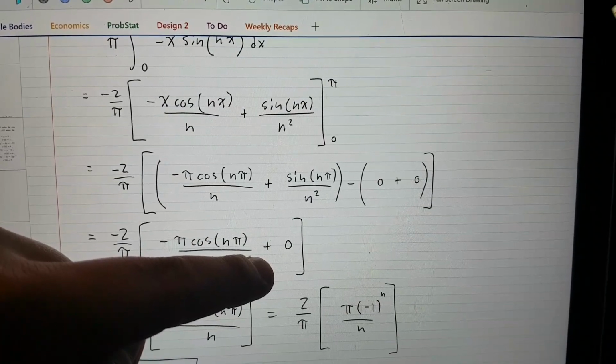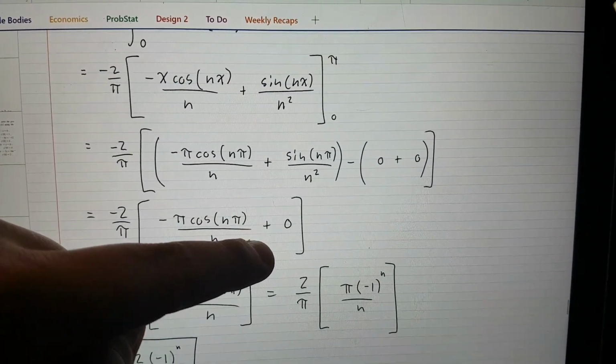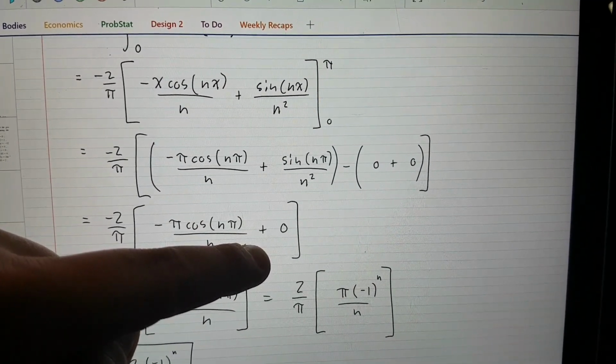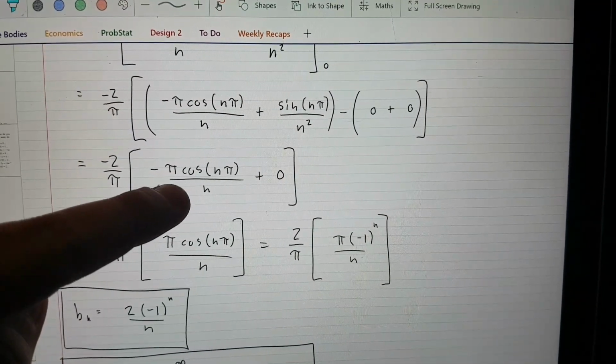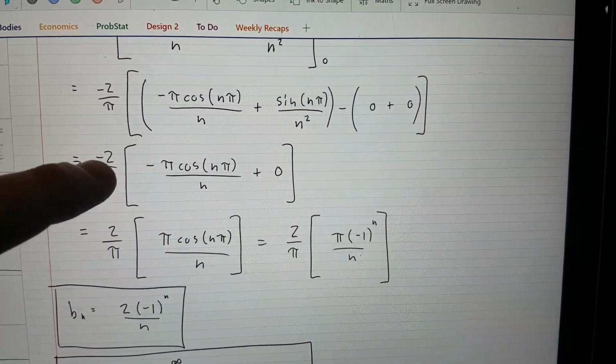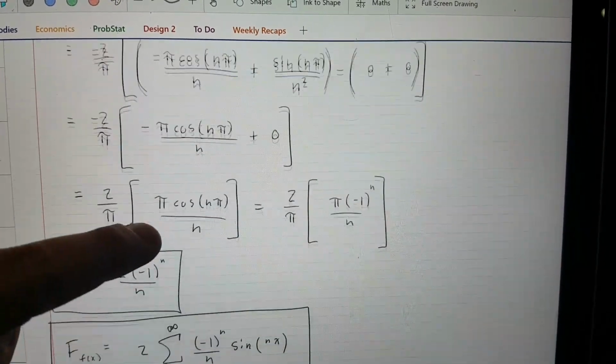The sine of n pi, well, like the sine of pi is always 0. The sine of 2 pi is always 0. The sine of 3 pi is always 0. So it's just going to be 0 here. And then I've got this, and then it's a negative negative, so then I just got those to cancel.